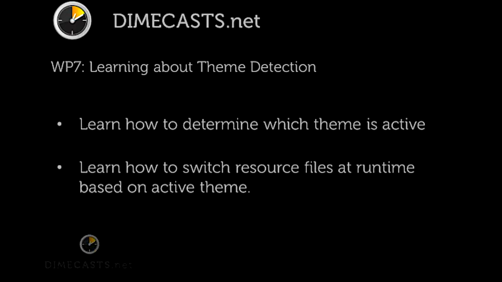And welcome back. In this episode, we're going to focus on how to detect which theme is in use on your Windows Phone 7 device. The device comes with both a light, which is white, and a dark, which is black theme. When you build out your application, you may want to know which of these themes is in use in order to swap out resource files at runtime.